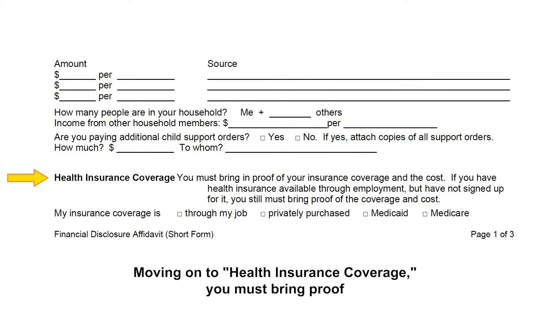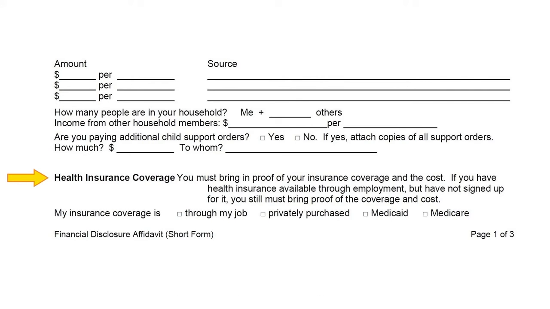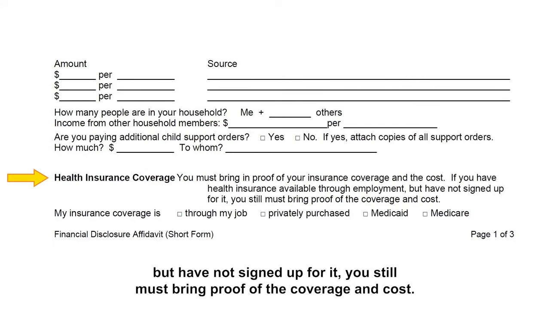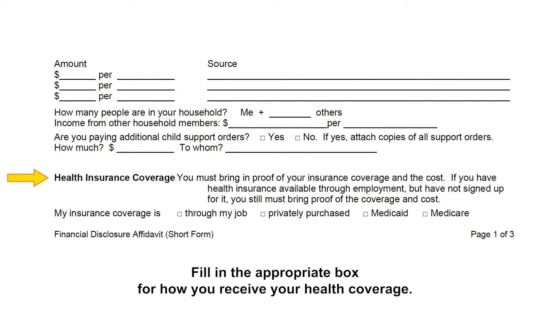Moving on to health insurance coverage, you must bring proof of your insurance coverage and the cost to court. If you have health insurance available through employment but have not signed up for it, you still must bring proof of the coverage and cost. Bring the cost to add 1 or more children to your insurance. Fill in the appropriate box for how you receive your health coverage.